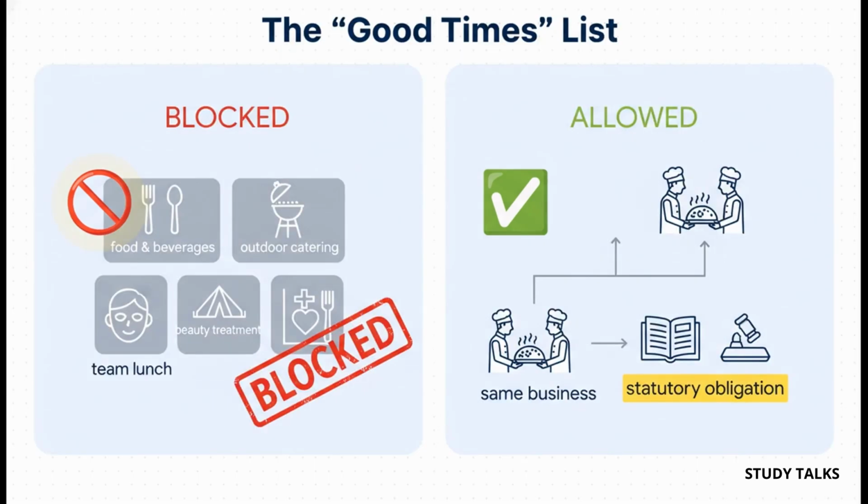Next up is a list I like to call the good times list. We're talking food, drinks, outdoor catering, beauty treatments, health services. ITC is generally blocked on all of it. So that team lunch from our first question, you got it, blocked. But there are 2 very, very narrow exceptions. First, if you're in the same line of business, like a caterer who buys catering services from another vendor. And second, if you were providing these things to your employees because some other law requires you to. That statutory obligation point is absolutely critical.